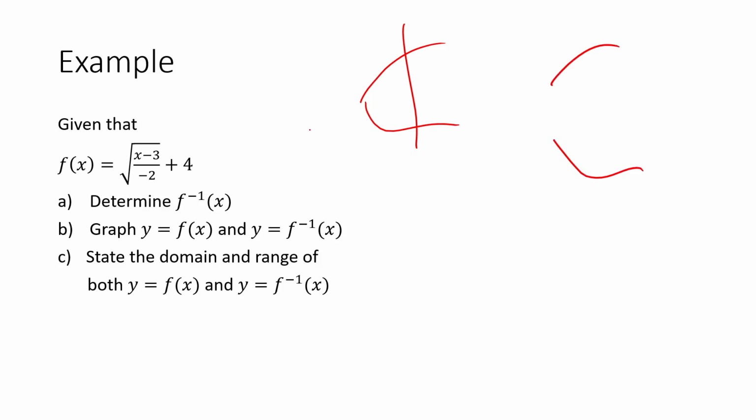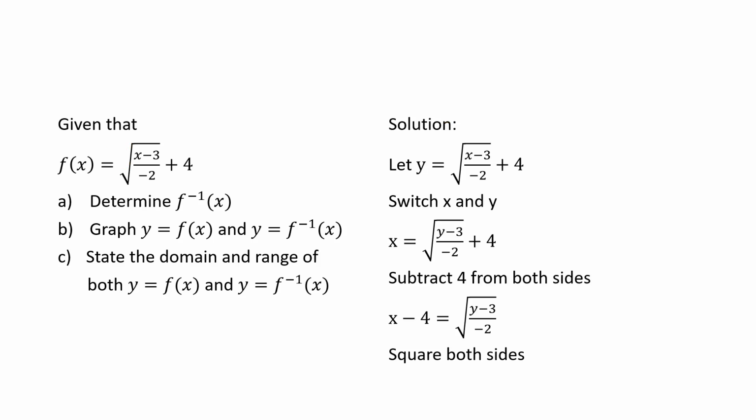So what we've got here is a function, and I know it's only one arm because there's no plus or minus in front, it's just a positive. So let's determine f inverse of x. We're going to let y equal that expression. We're going to switch x with y. And then we're going to subtract 4 from both sides. Then we're going to square both sides.